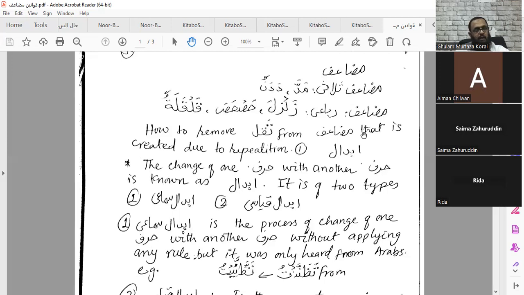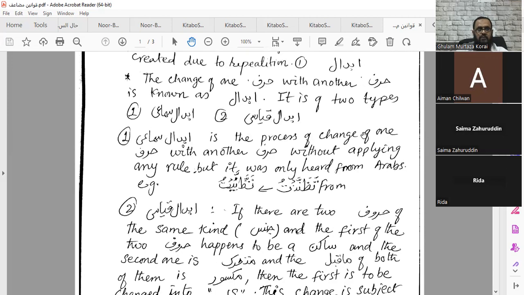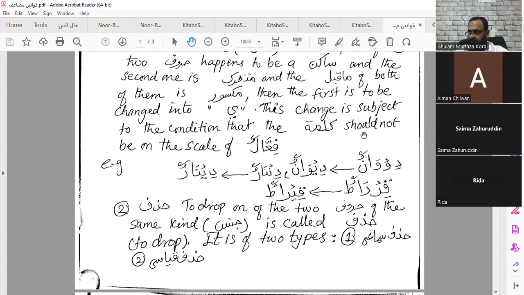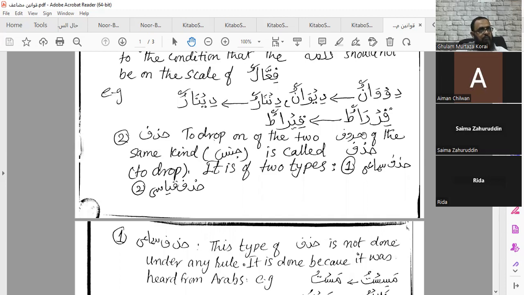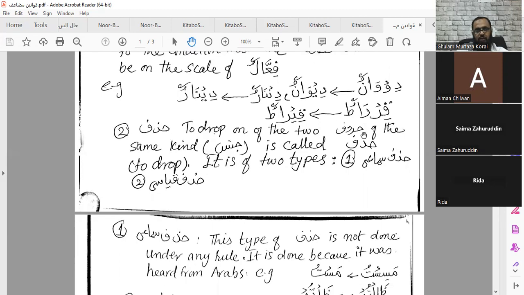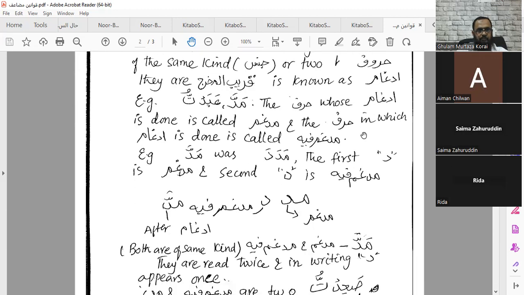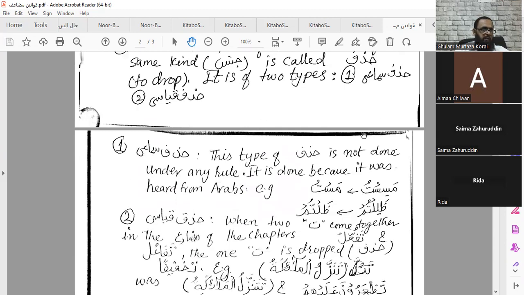Okay. Sister, what is ibdal? Ibdal, changing something, changing from one harf to another. How many types of ibdal are there? Two types: simai and qiyasi. Very good. Simai, as we learned from the Arabs, as they do, simply we do that. The second one is qiyasi. Now hadaf. What is the meaning of hadaf? Dropping one letter, means to drop one harf from two huruf of the same jins, same kind. And the third one is idgham. Okay, so Sister Saima, idgham is done in how many ways?